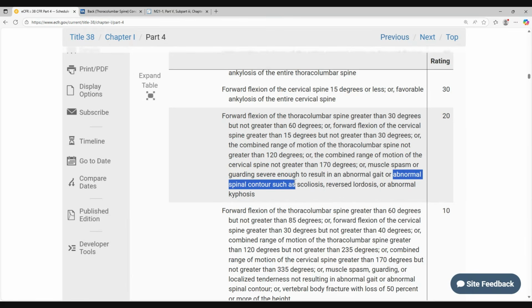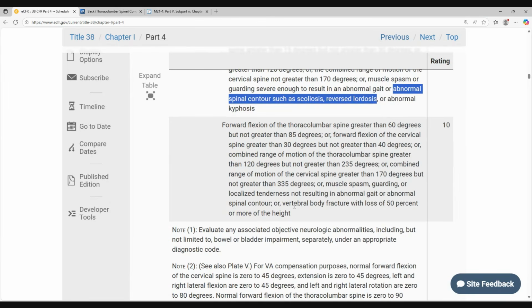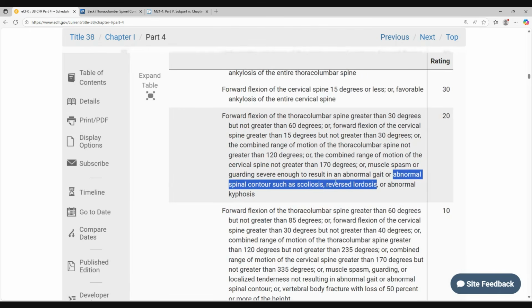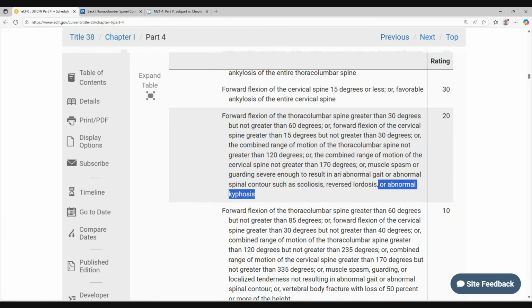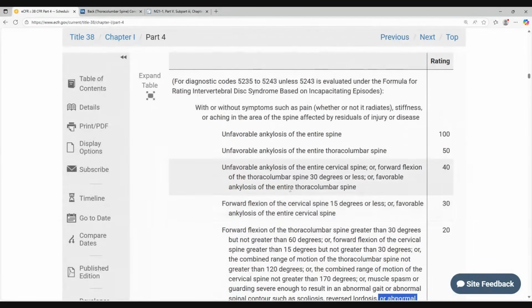Then we have another or here. Abnormal contour of the spine, such as scoliosis, lordosis. Okay, so I guess I'm going to restate what I said down here. This is abnormal contour of the spine not resulting in the permanent disability of scoliosis, reverse lordosis. That would be the 20%. So I stand corrected. Or abnormal kyphosis. And yeah, kyphosis is typically the neck, I want to say.